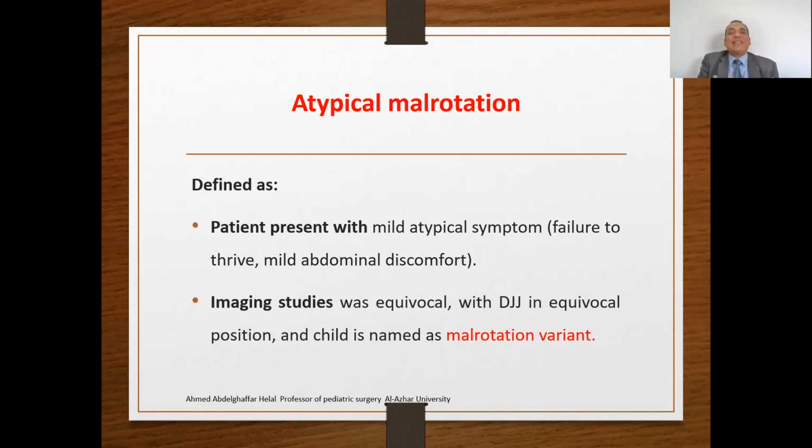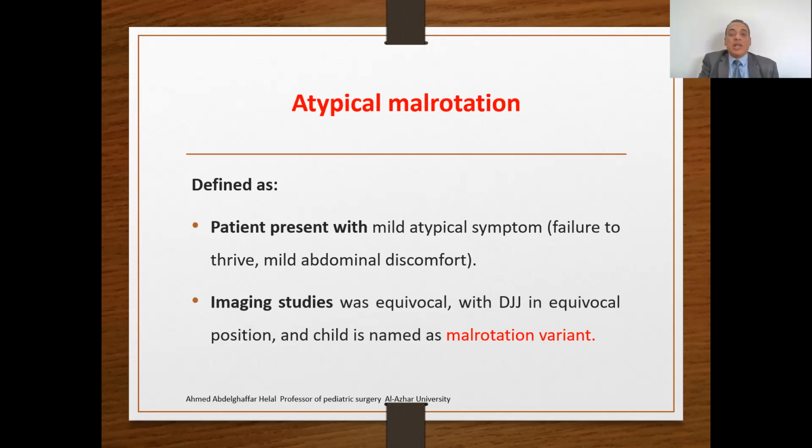Number two is atypical malrotation. What is atypical malrotation? The patient presents with mild atypical symptoms, failure to thrive, recurrent and intermittent mild abdominal discomfort, and on imaging, the imaging study was equivocal. What is meant by equivocal? That the finding is not conclusive for malrotation.